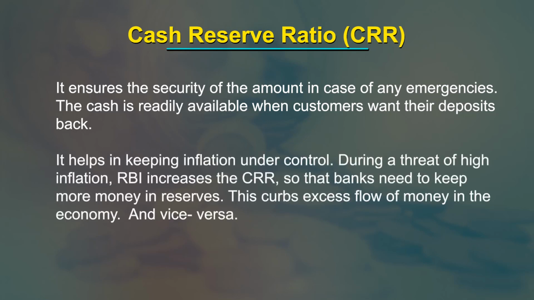It helps in keeping inflation under control. During a threat of high inflation, RBI essentially increases the cash reserve ratio. Why? Increasing the cash reserve ratio means you withdraw money from circulation. If you withdraw money from circulation, the total money supply in the economy is going to go down. If the money supply goes down, then people will demand fewer goods and services produced. If people demand fewer goods and services produced, there is a tendency that the price level should go down. So in order to curb or control inflation, increasing CRR is a very popular measure.